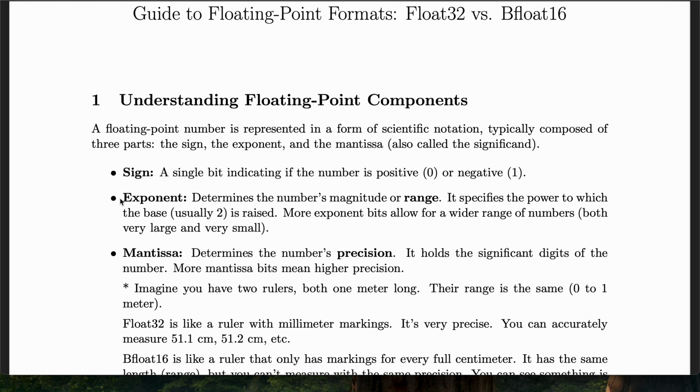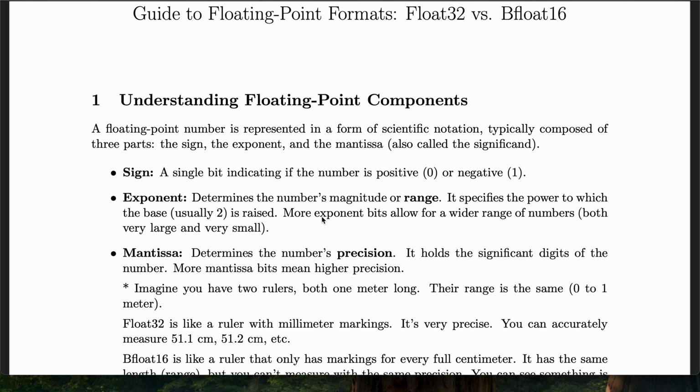Now, you also have the exponent, which is the second part of a type of, for example, Float32. You have the sign, exponent, and the mantissa. But keep in mind that the Bfloat16 also has the same makeup. It also has a sign, exponent, and the mantissa, but we're going to cover that later. The exponent determines the number's magnitude or range, so it specifies the power to which the base is raised.